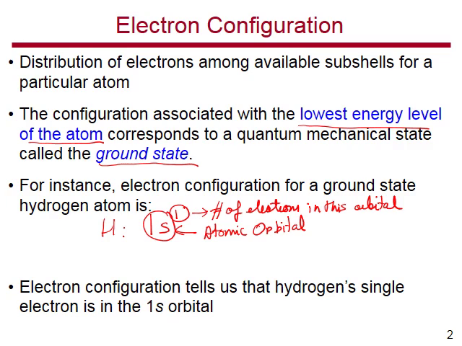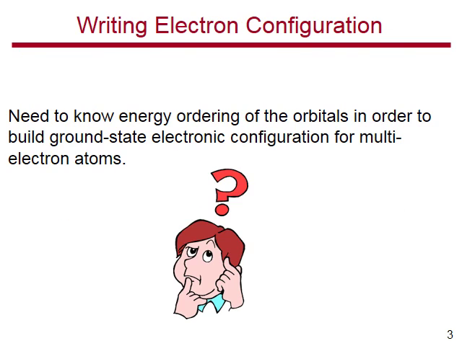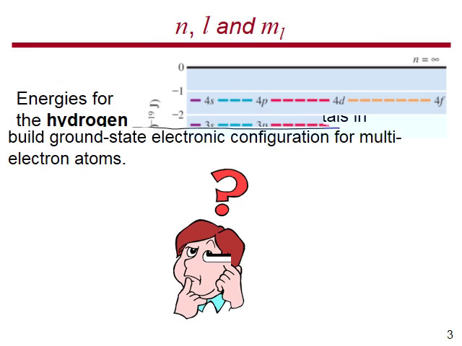Now, any other configuration associated with energy levels other than the lowest is called the excited state. Now, how do we go about writing an electron configuration for the ground state of an atom? The first thing we need to know is the ordering of the atomic orbitals based on their energies.